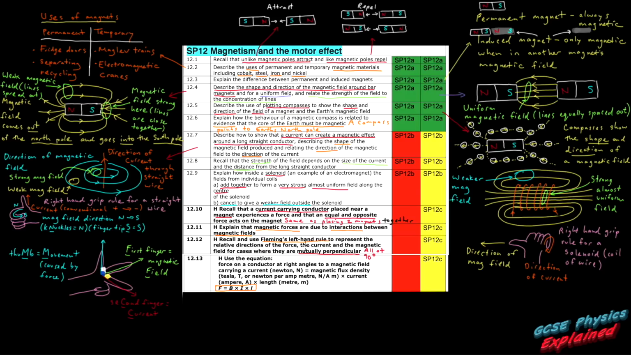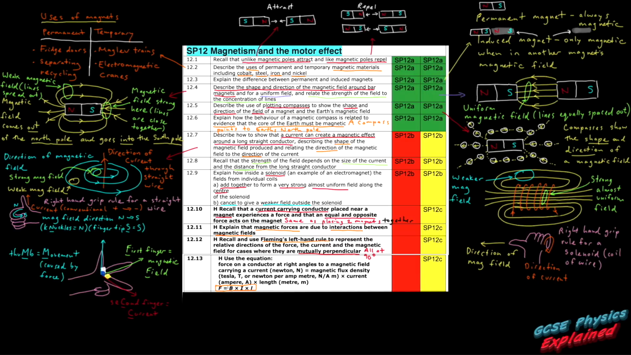Recall and use Fleming's left-hand rule to represent the relative directions of the force, the current, and the magnetic field for cases where they are mutually perpendicular, which means all at 90 degrees. So Fleming's left-hand rule is this here. Your thumb represents the movement, first finger represents the magnetic field, second finger represents the current. I've got a nice video on that if you want to know more, but you don't really need to know more because it's yellow.